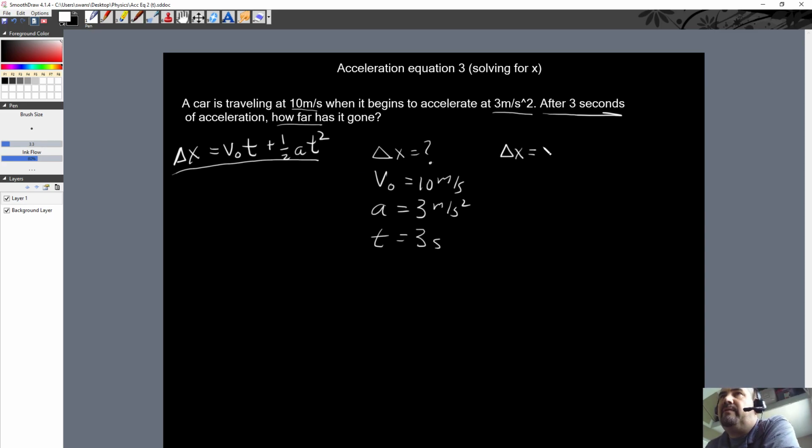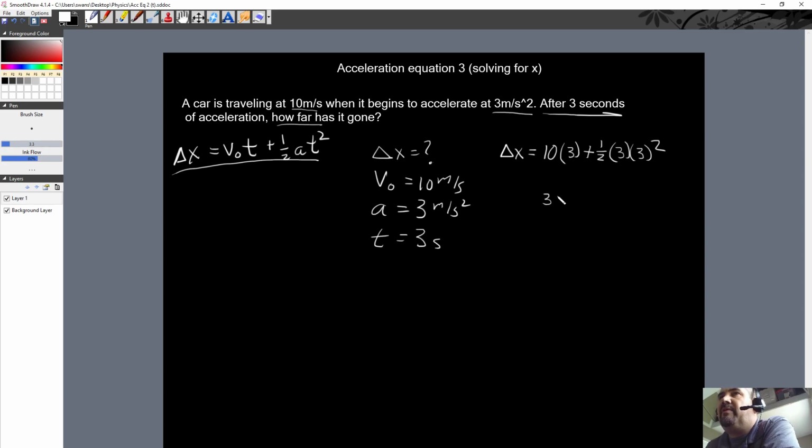Delta x, that's what we're looking for, is initial velocity, which is 10 meters per second, times time, 3, plus 1/2 acceleration, 3, times time, 3 seconds. Squared though, okay? Don't forget to square that, and that's one of the first things you should do when you do the math here. So let's go ahead and do that math right here.